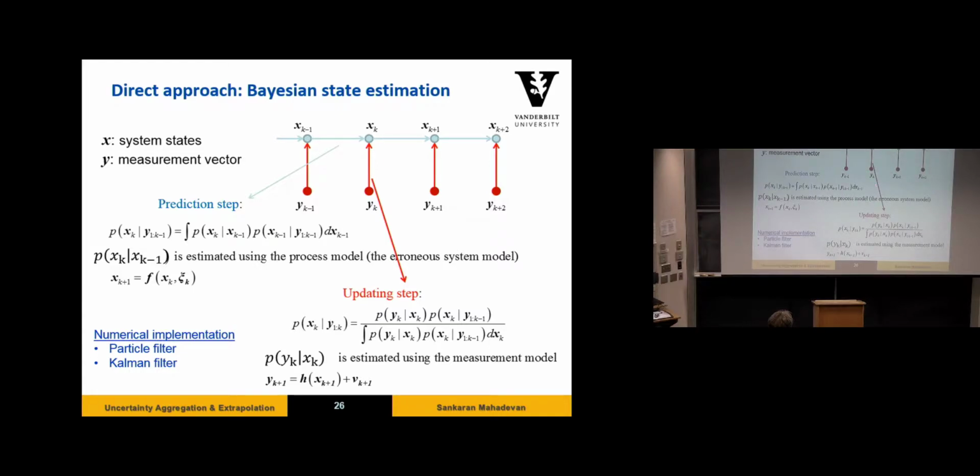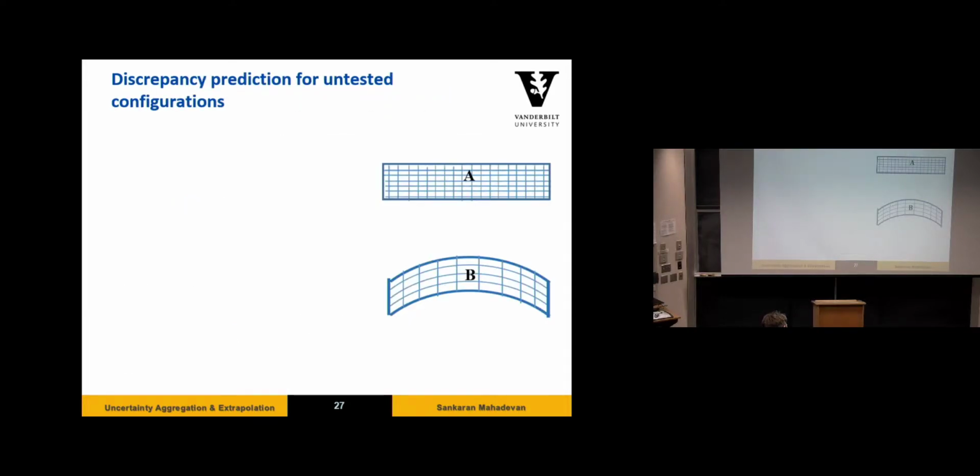And then you have the updating. Now you have observed the data y at the kth instant, and then you have this updating using the straightforward Bayesian updating. So you have this prediction and updating that's going on in state estimation. You can numerically implement that using the particle filter approach. But if you can make Gaussian assumptions, then you can implement Kalman filter or other variations of Kalman filter. So that's the basic background of Bayesian state estimation. So how would I use that here? So suppose I have, let's say, two articles A and B.